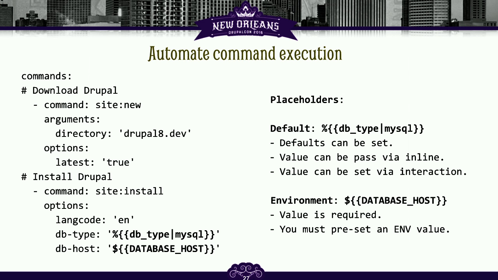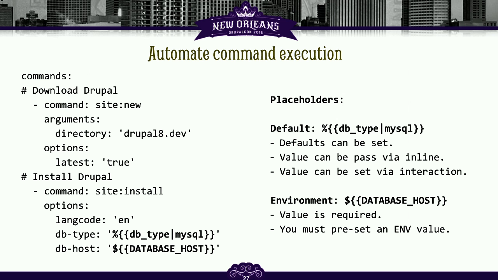And as well, in the final section, you can see where we are running the site install command. In this case, you can see some strange signs there, like where the DB type and DB host are. Those are placeholders. So you can set placeholders, and you can either set default values for those placeholders or pass them inline. We have two different types of placeholders. The ones you see with the percent sign mean that they could be passed inline or use a default value. If you don't pass a value via inline command execution, it will throw an interactive question for you: what's the value you want to assign to this specific placeholder? And once you set that value for the placeholder, it will set the command option or argument it is linked to.